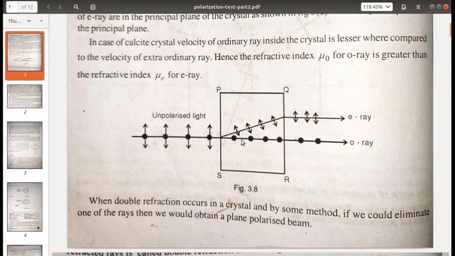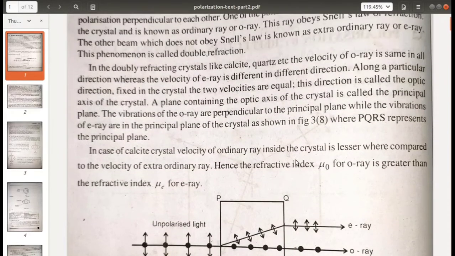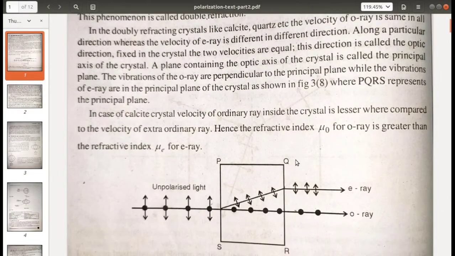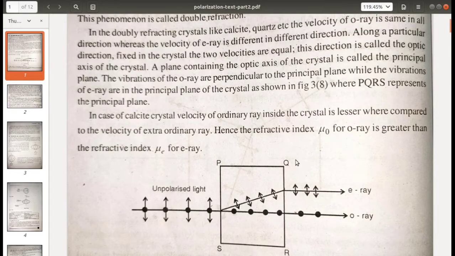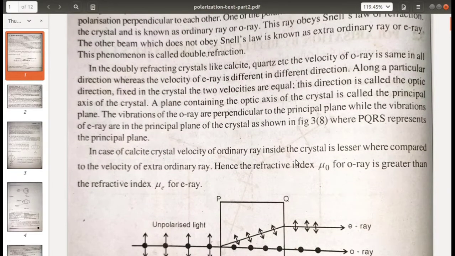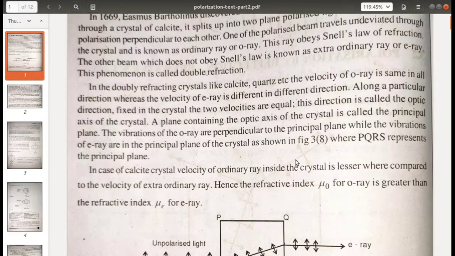You can see the ordinary ray is moving undeviated from the direction of unpolarized light, and this ray is deviated from the direction of the light. Also, this ray obeys Snell's law, but this ray does not. So this phenomenon is known as double refraction, the splitting up of an unpolarized light into two plane polarized lights when passing through crystals such as calcite or quartz.